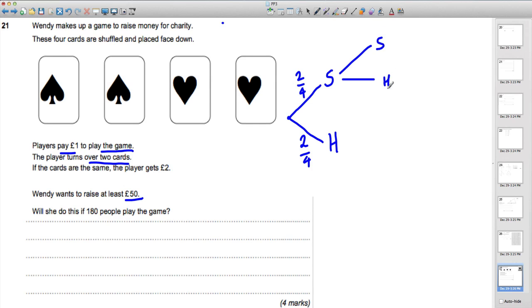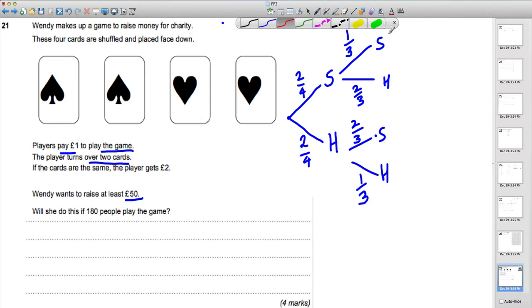Having picked a spade, you've just picked one card up and you're picking another. You either get a spade or a heart next time. What's the probability of picking another spade? Well, there's only 1 left out of 3, and how many hearts left? There are 2 out of 3. If you've picked a heart, there are still 2 spades left out of 3, and there's only 1 heart out of 3 left. Okay, so to win, you have to get two spades or two hearts. The probability of a spade is 2/4 times a third, which is a half, times a third, which is a sixth. And same thing for a heart, it would be a sixth.